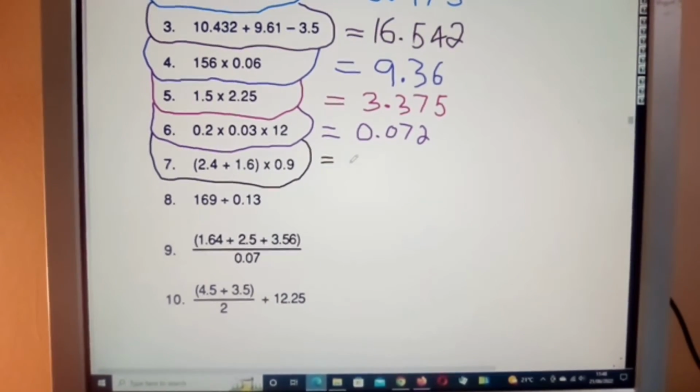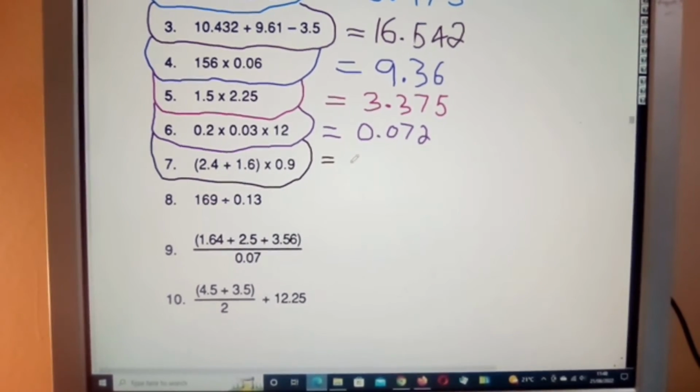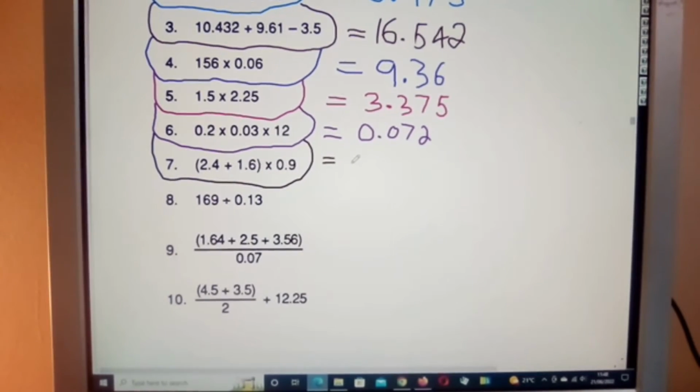We have 2.4 plus 1.6, that should equal 4. So that gives us 4 in the brackets first.